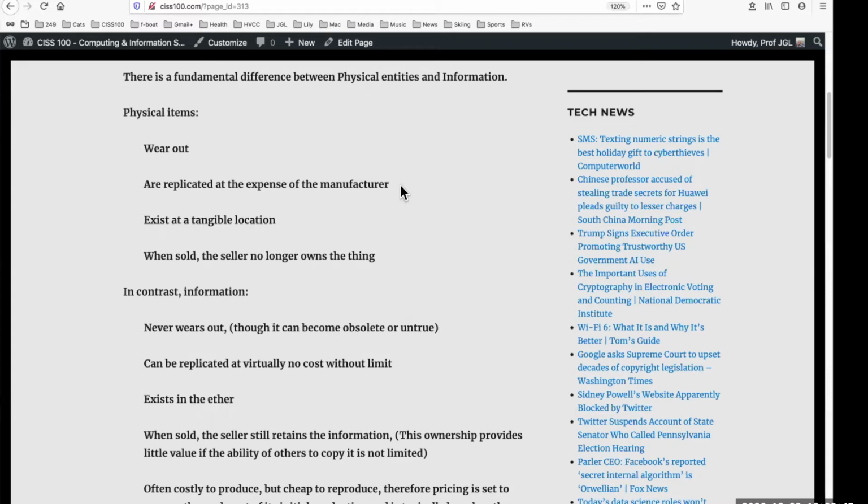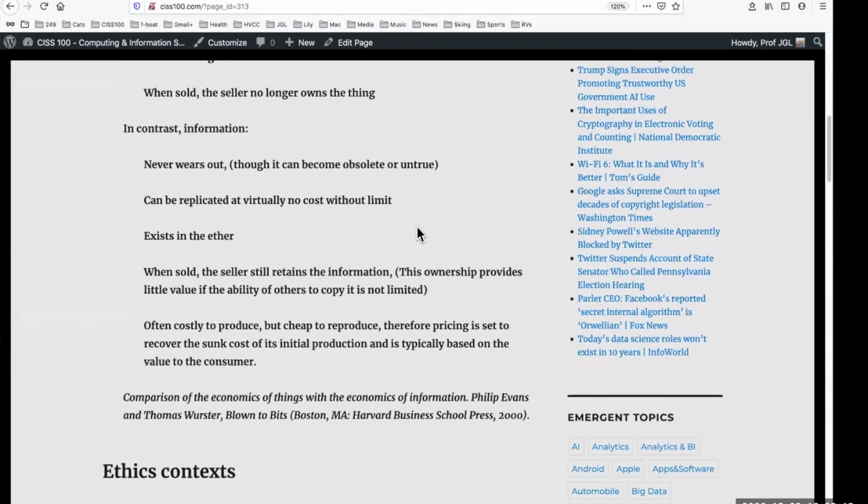Now, in some areas, though, physical items are now able to be reproduced through digital analysis. When we look at 3D printing, and more specifically, a 3D scanner printer fax, the ability for me to get an object, scan it, at least a small object, and reproduce it actually is now possible. Physical items exist at a tangible location. We know that. And when sold, the seller no longer owns the thing. Great.